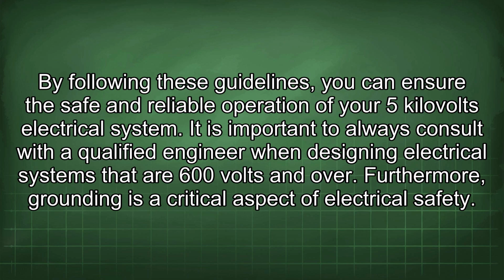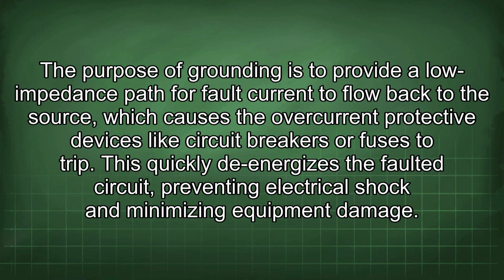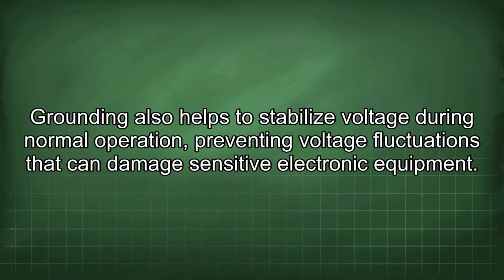Furthermore, grounding is a critical aspect of electrical safety. The purpose of grounding is to provide a low impedance path for fault current to flow back to the source, which causes the overcurrent protective devices like circuit breakers or fuses to trip. This quickly de-energizes the faulted circuit, preventing electrical shock and minimizing equipment damage. Grounding also helps to stabilize voltage during normal operation, preventing voltage fluctuations that can damage sensitive electronic equipment.